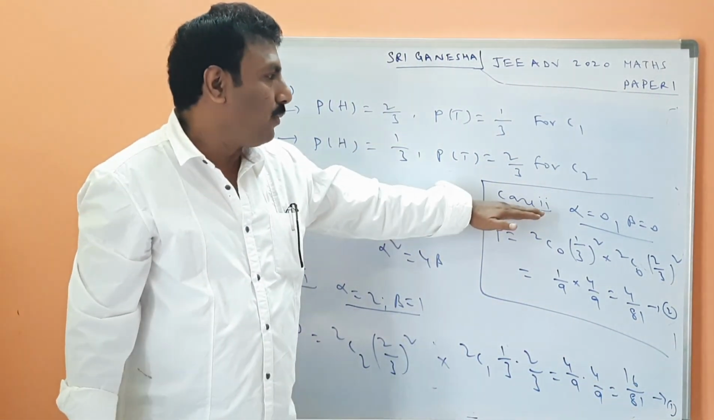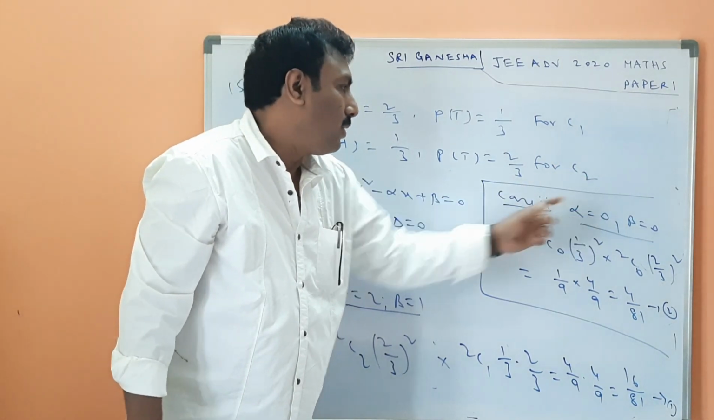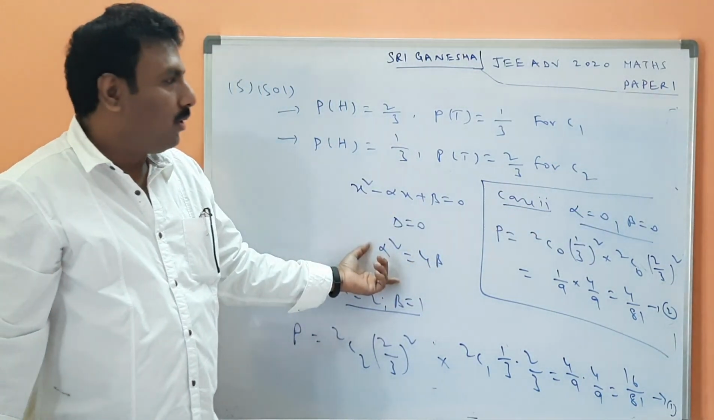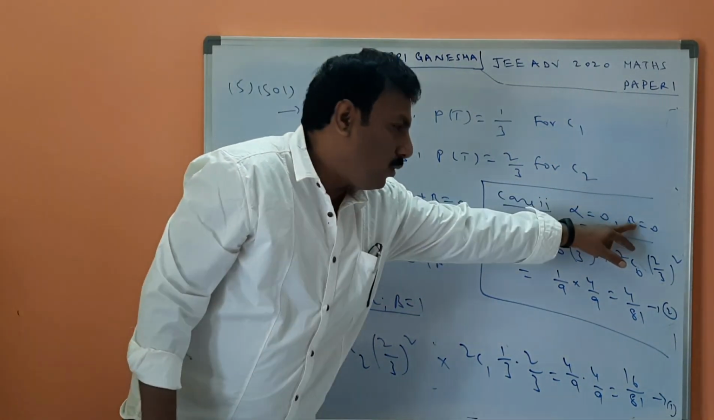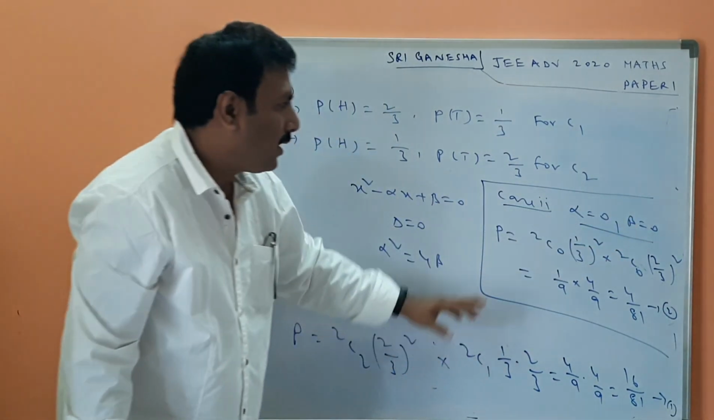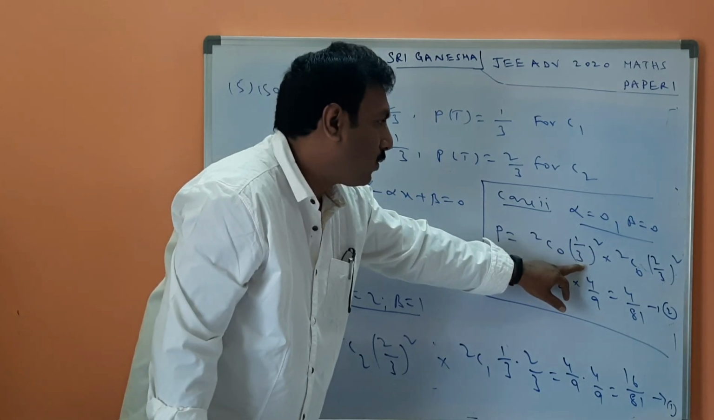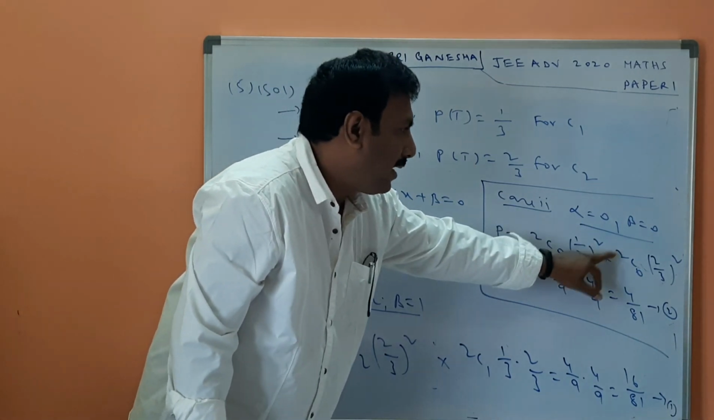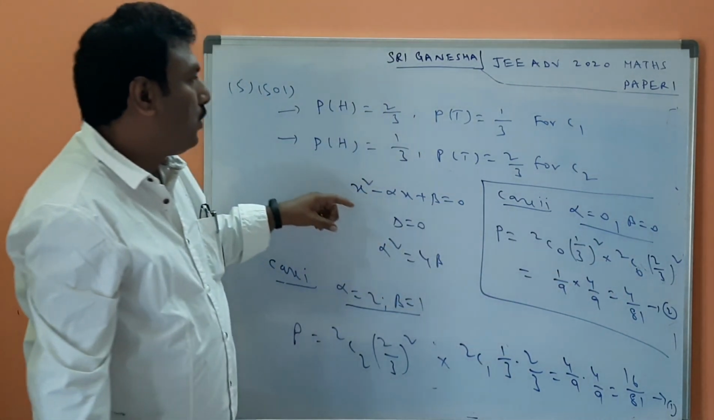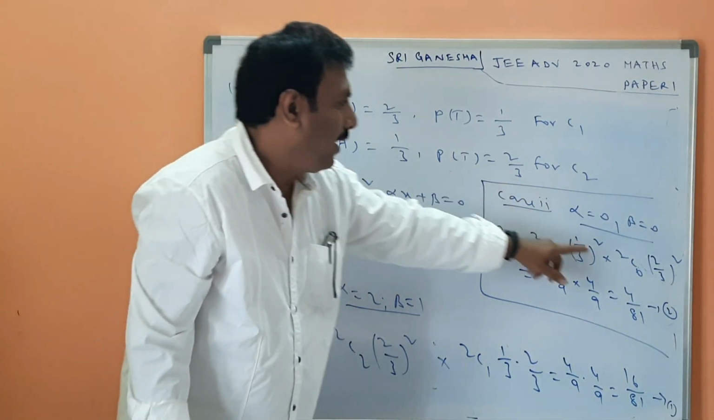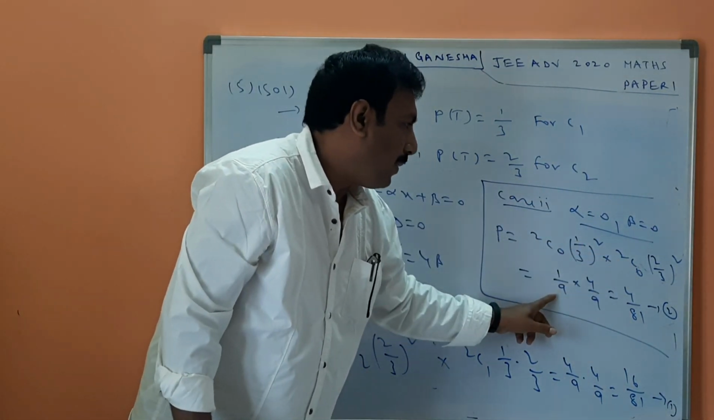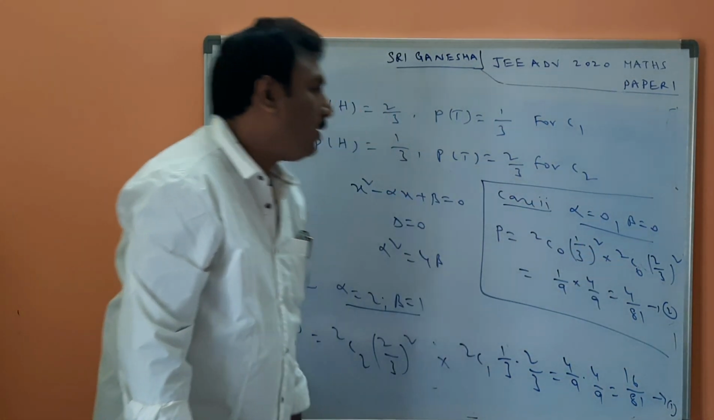Next, case 2, one more case is there, alpha equal to 0, beta equal to 0. So number of heads 0 here, number of heads 0 for second case, second point. So P is equal to 2c0 into 1 by 3 whole square for alpha, again 2c0 into 2 by 3 whole square. So finally I am getting 1 by 9 into 4 by 9 is equal to 4 by 81.